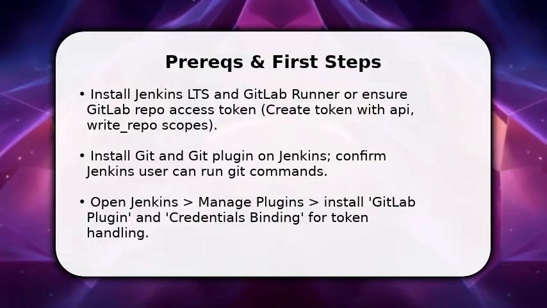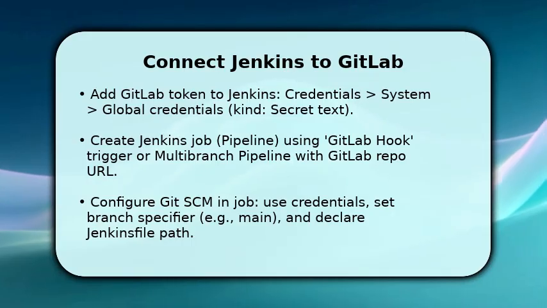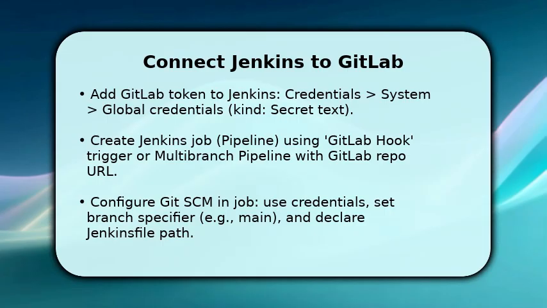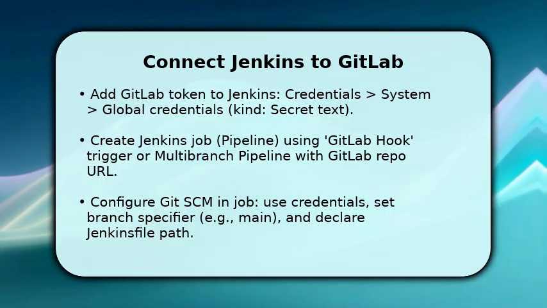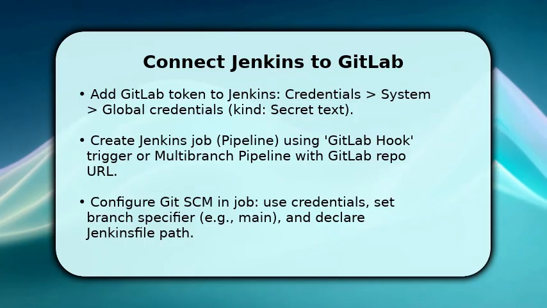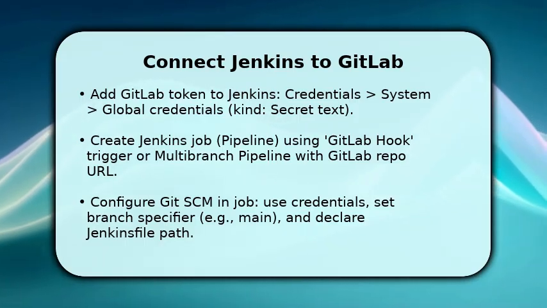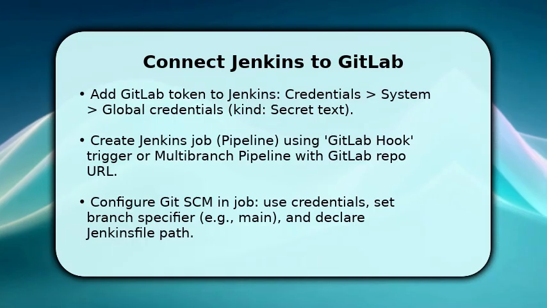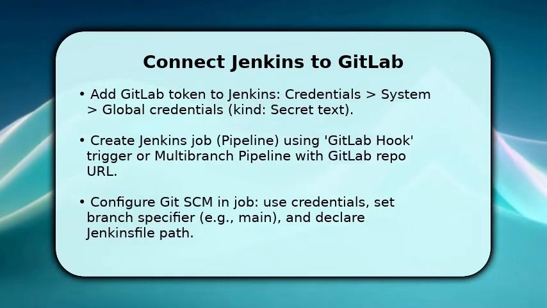Next, you connect the systems and define how builds start. Add the Gitlab personal access token as a secret text credential in Jenkins and name it clearly. Create a pipeline or multi-branch pipeline job using the GitLab repo URL and select that credential. Set branch specifier like main and point to Jenkinsfile.